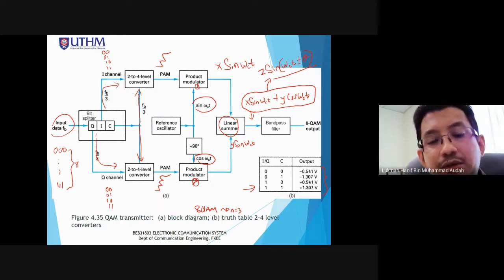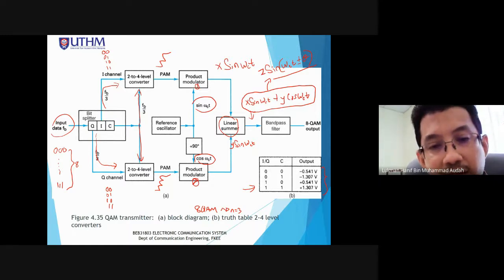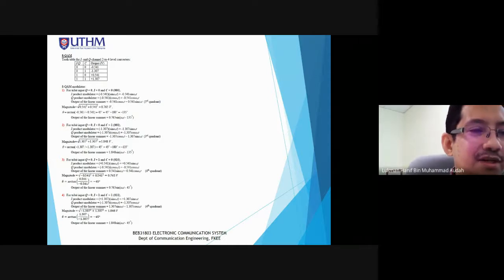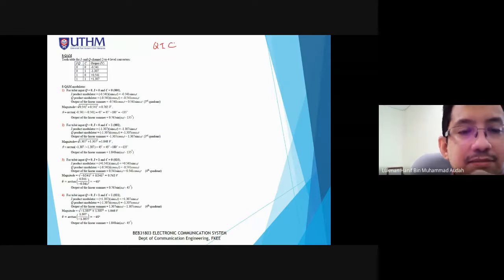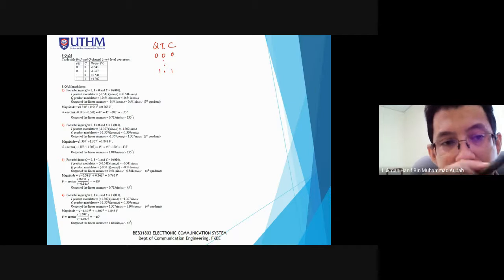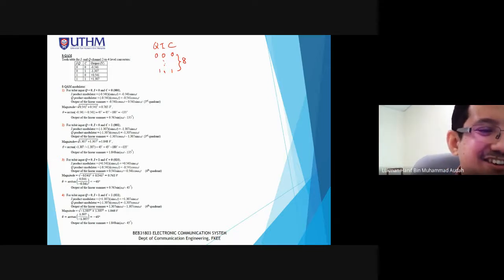Okay, so let's look how the process happens. Kita perlu lihat satu persatu input, sebab ada 8 kemungkinan input. So kita akan lihat satu persatu. Remember that kita ada 3 input bit. That means kita boleh categorize input kita kepada Q, I dan C channel. Maknanya daripada 0, 0, 0 sehinggalah 1, 1, 1, kita ada 8 possibilities. Perhatikan kelas, ini akan masuk dalam quiz, simple aja dia tanya ABC, tak ada masalah.